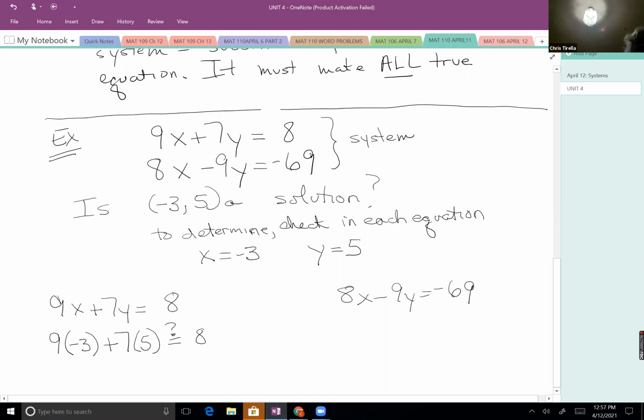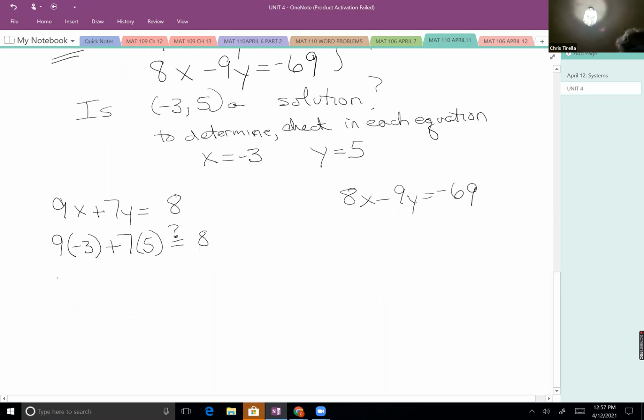Can't read my own writing sometimes. So that gives me negative 27 plus 35, which is 8 equals 8. And that checks. But that's not enough. It's got to work in both equations.